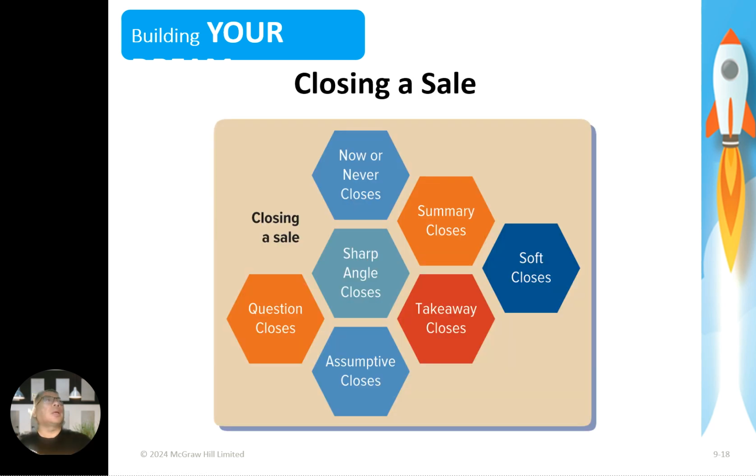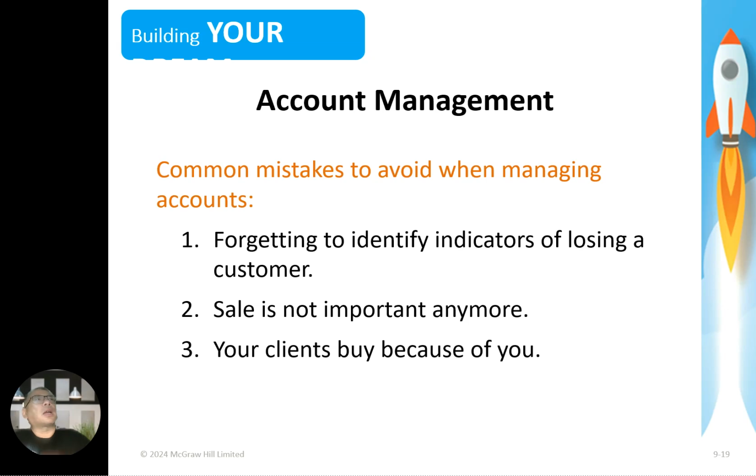Closing sales. Now-or-never closes, sharp angle closes, summary closes, takeaway closes, soft closes. These types are the closing skills that you have. Account management: a common mistake to avoid when managing accounts is forgetting to identify the indicators of losing a customer. Sales is not important anymore, or your clients buy because of you. These are common mistakes to avoid in managing the account.